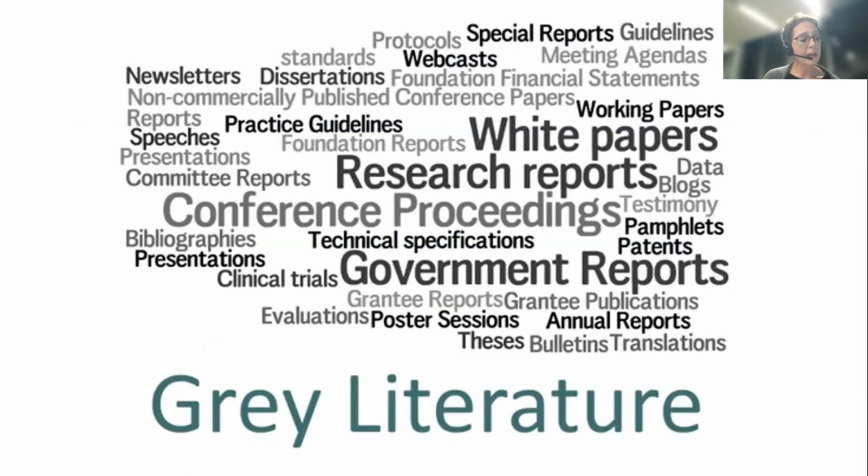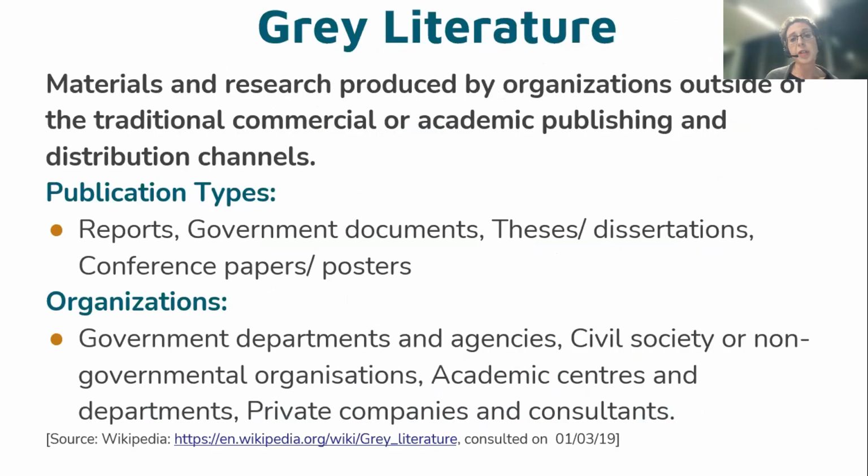So as well as searching for your literature within the databases, as some of you mentioned on Tuesday, when you're searching the literature, you also should look at grey literature, which is another source. Grey literature is the materials and research produced by organizations outside of the traditional commercial or academic publishing and distribution channels, such as reports, government documents, theses and dissertations, conference papers. The organizations that produce it include government departments and agencies, NGOs, academic centers and departments. It's an important source in systematic reviews because it contains information that isn't available through published sources.